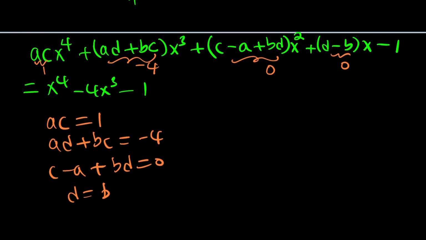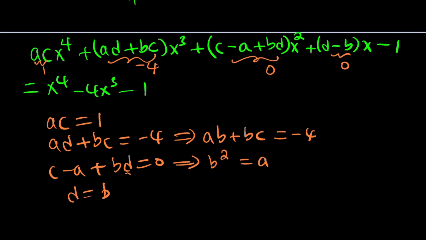So one thing you can do is you can definitely replace d with b everywhere. So from here it will be d with b, ab plus bc is negative 4. That's going to simplify things a little bit. And here you can replace the d with that, so that'll give you plus b squared. But you can also isolate b squared and write it as a minus c. Okay? And along with the first equation, you now have 3 variables. So solving the system should be easier.